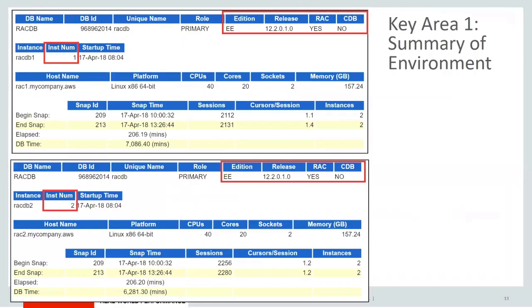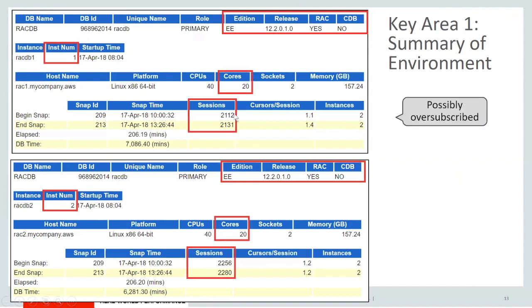So let's start with the first key area, the summary of the environment. So I'm showing here the top section of the RAC report of instance 1 and the RAC report of instance 2, because this was a two-node RAC environment. So it's a fairly recent release. Obviously it's RAC. We're not using multi-tenant here. Both systems have 20 cores on board.